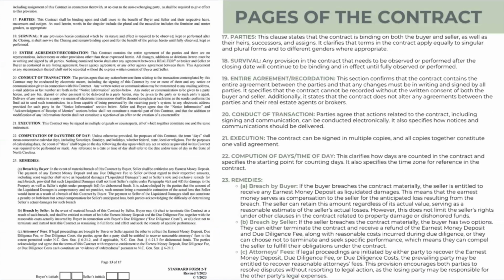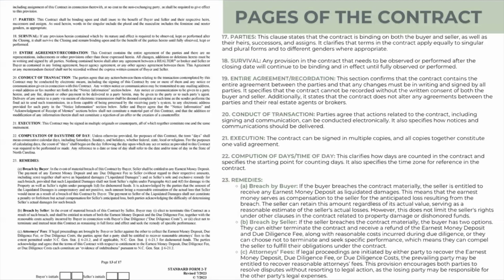Number 17 covers the parties. This clause states that the contract is binding on both the buyer and seller, as well as their heirs, successors, and assigns. It clarifies that terms in the contract apply equally to singular and plural forms and to different genders when appropriate. Survival. Any provision in the contract that needs to be observed or performed after the closing date will continue to be binding and in effect until fully observed or performed.